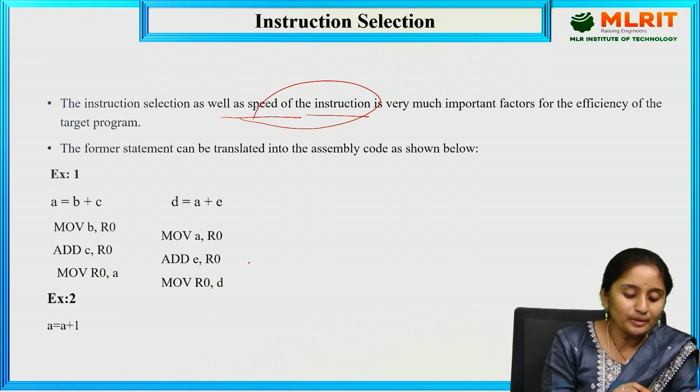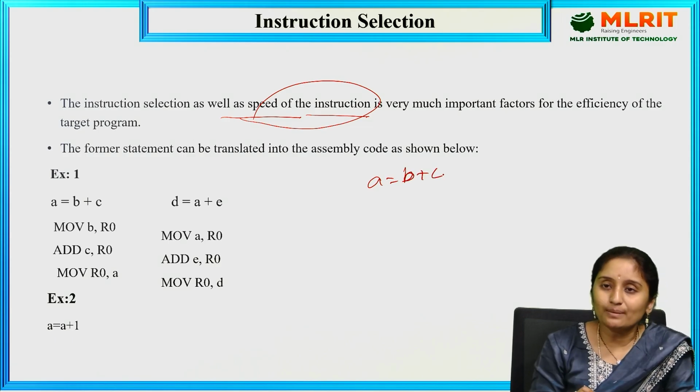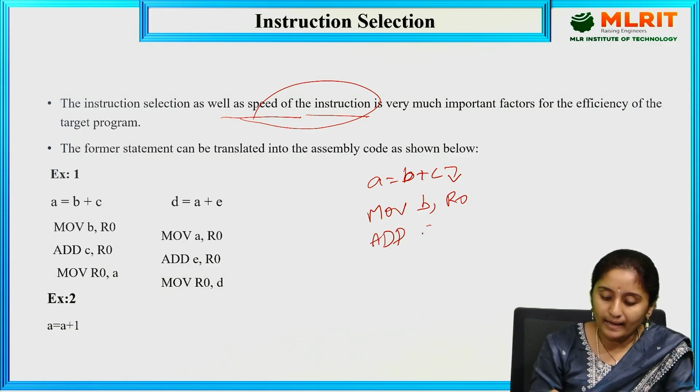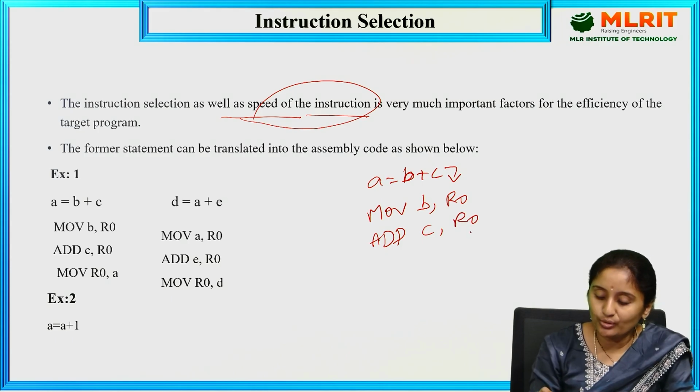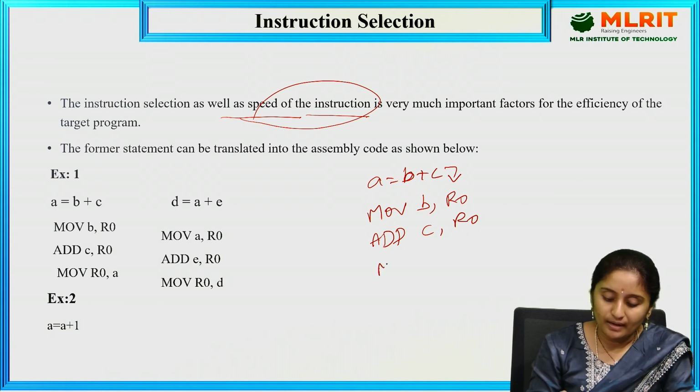So, for example, let me take one three address code like A equal to B plus C. The assembly code for this will be move B comma R0, nothing but the B variable is moved to the register R0. The next one is C, which is an addition: add C comma R0. Now B plus C is added and stored in R0. Now R0 should be assigned to A, nothing but move R0 comma A.